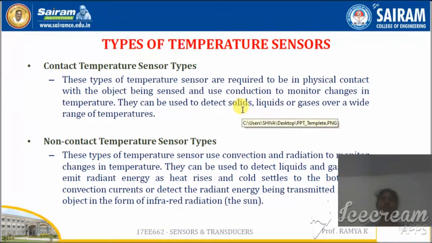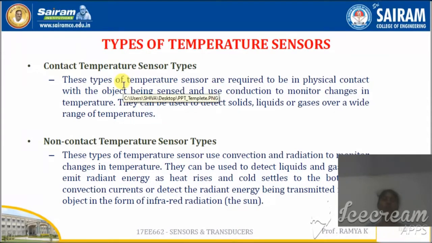Temperature sensors are of two types. One is the contact temperature sensor type and the second one is the non-contact temperature sensor type. As the name indicates, in the contact temperature sensor type there will be a physical contact with the object being sensed, and during any conduction there will be a change in temperature. At that moment the change in temperature has to be monitored, and this is mainly used to detect solids, liquids or gas over a wide range of temperature.